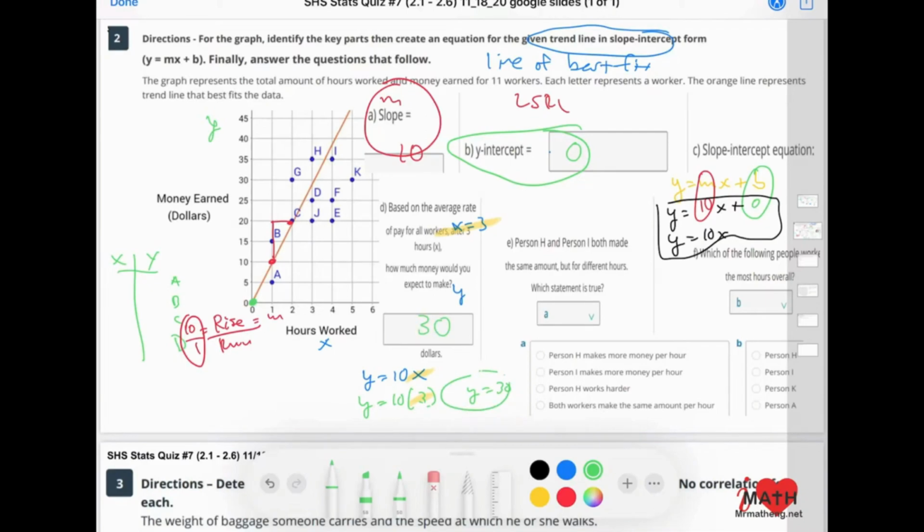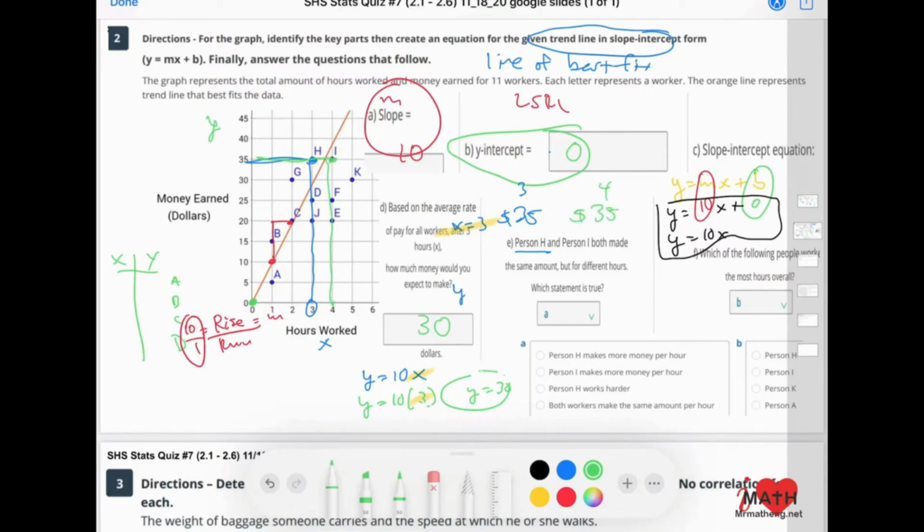Alright, next question. Person H, that is this one right here, and person I both made the same amount but for different hours. Which statement is true? So here are all of my true ones here. So H made $35 and did that in 3 hours. And the other person, I, made $35 but did that in 4 hours.